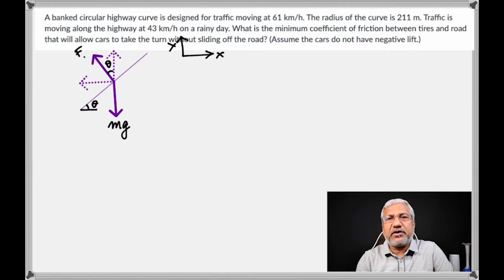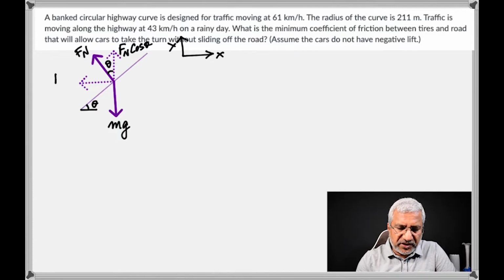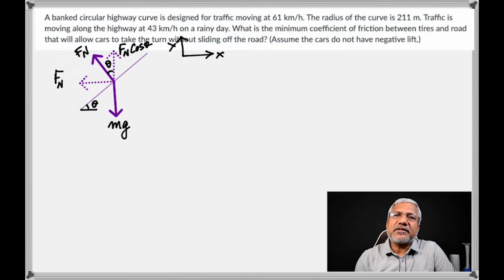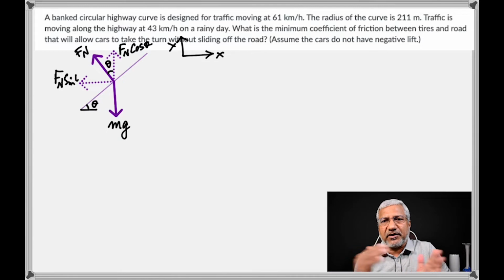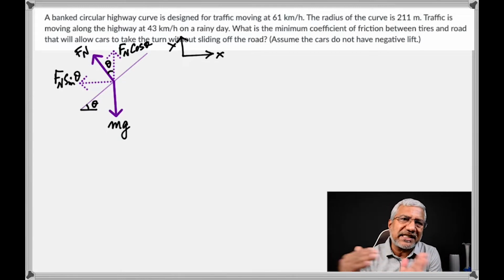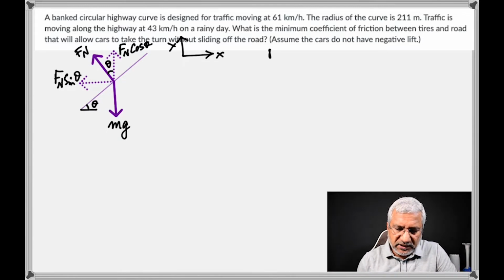That's why this is the normal reaction. And the vertical component is Fn cosine theta, because that becomes the adjacent side. And the other one, which is the horizontal, is Fn sine theta. So we can see that Fn sine theta actually provides the centripetal force because it's towards the center of the circle. Okay, so let me speed this up a little bit.